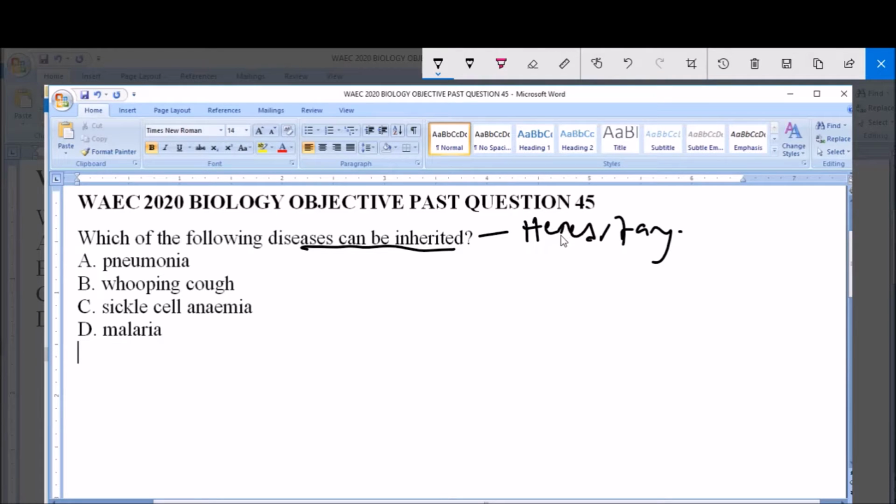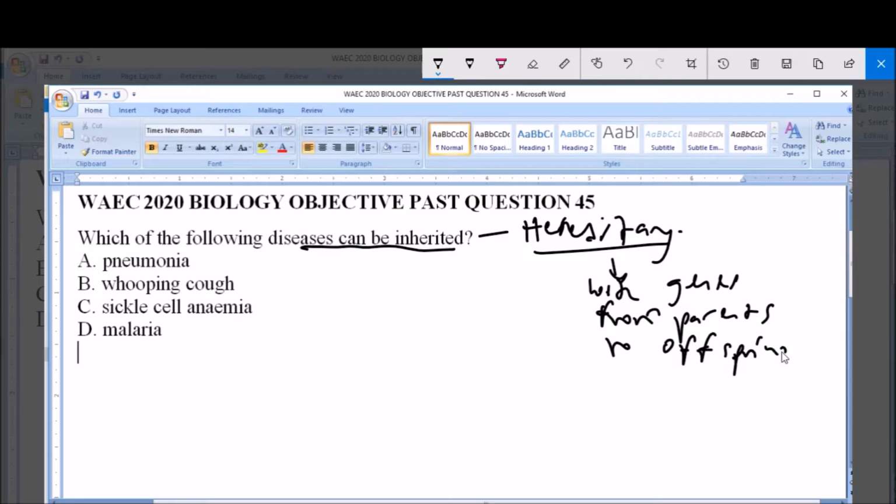So when a disease is hereditary, that means the disease is transmitted with genes from parents to offspring. So that is a hereditary disease. Now let's look at which of the diseases is hereditary.